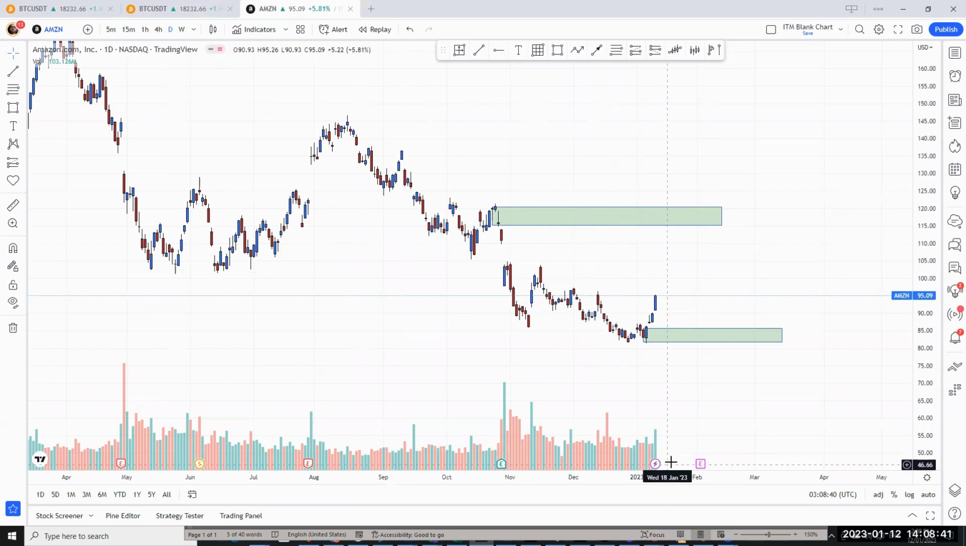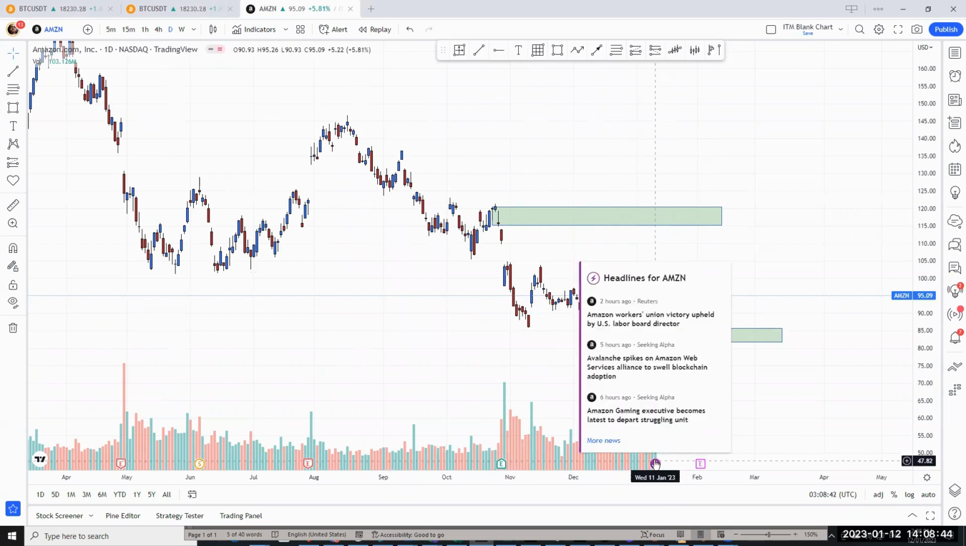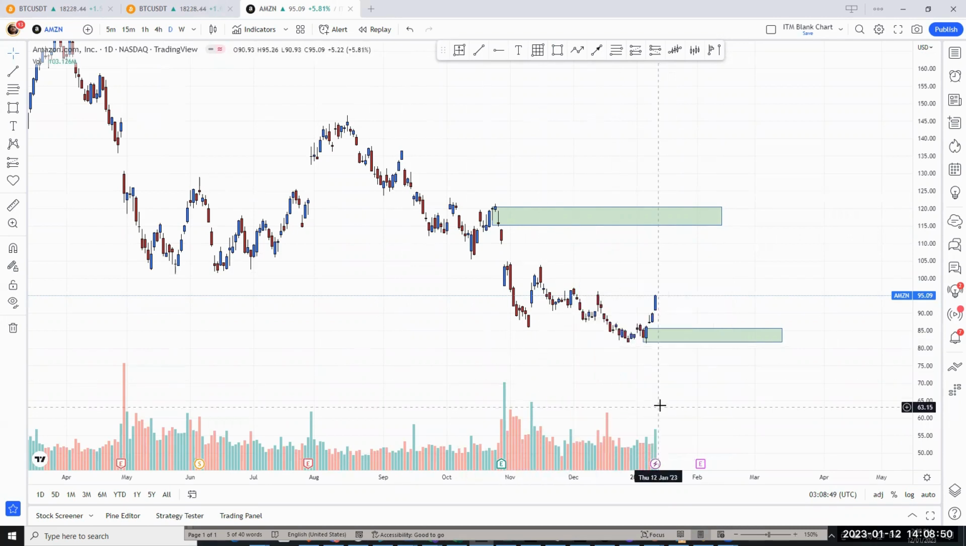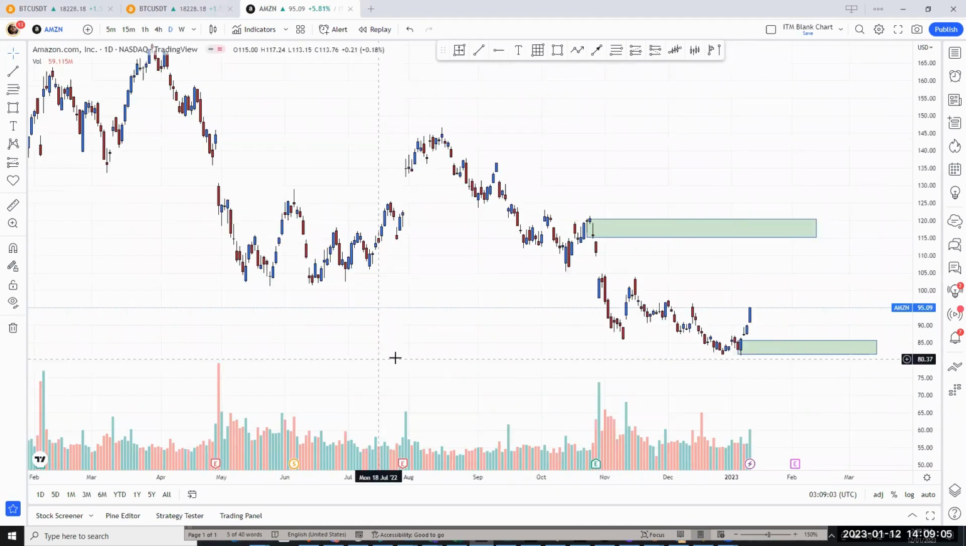There is some news related to Amazon as well: Amazon worker union victory upheld by US labor force. These are the moves you need to be aware of. As you can see, the reaction to this news is a little move in the stock. It tried to break the previous high but failed, so that's what's going on. It means there was no impact from this particular news.